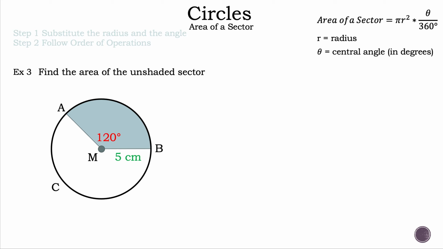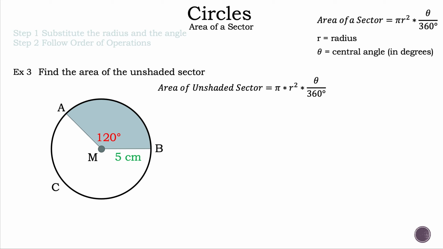Let's read the example. Find the area of the unshaded sector. So this case is a little bit different, but it's really the same process. You just have to be careful on the wording. And we're going to go ahead and begin the same way by writing down the area of the sector in a circle formula. And that formula is pi times radius squared times theta divided by 360 degrees. So they give us two measurements. 120 degrees, that represents a central angle. And they gave us 5 centimeters, which represents the radius.